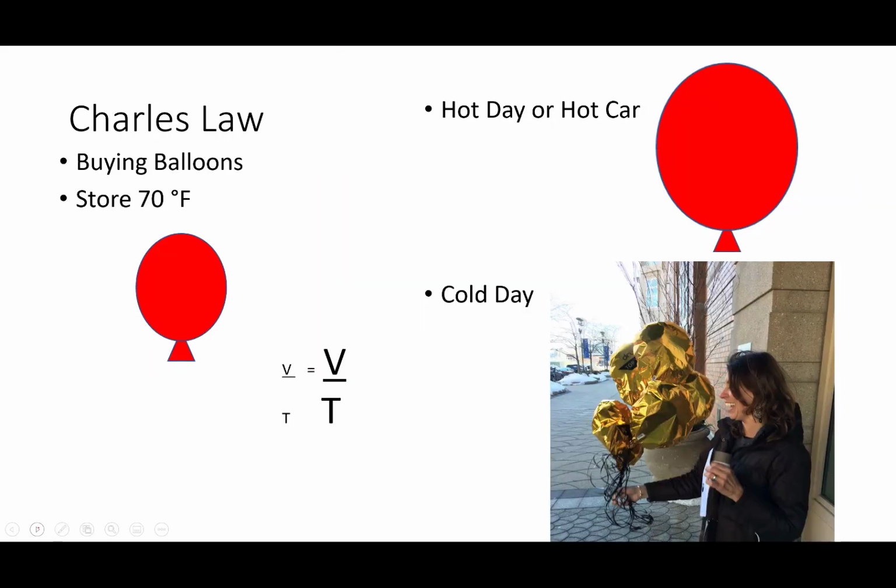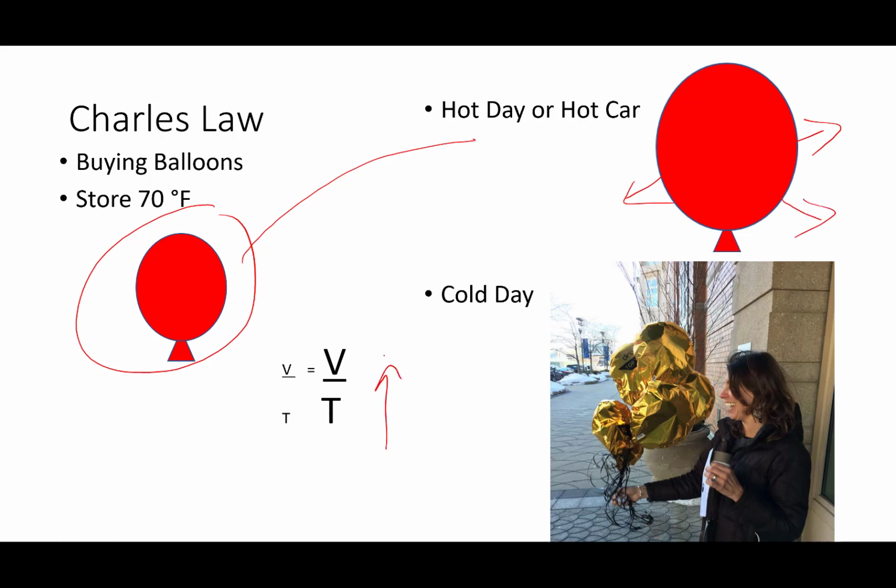Another example of Charles' Law is buying balloons, and you may have experienced this. If you buy balloons in a store, and let's say the temperature in the store is about 70 degrees Fahrenheit, you take them outside or into a hot car on a very hot day, the balloons will expand, and that expansion is due to that temperature going up, volume going up. And I've had many students tell me that they've done this, put their balloons in a hot car, and the balloons actually explode. Well, that's a gas law.